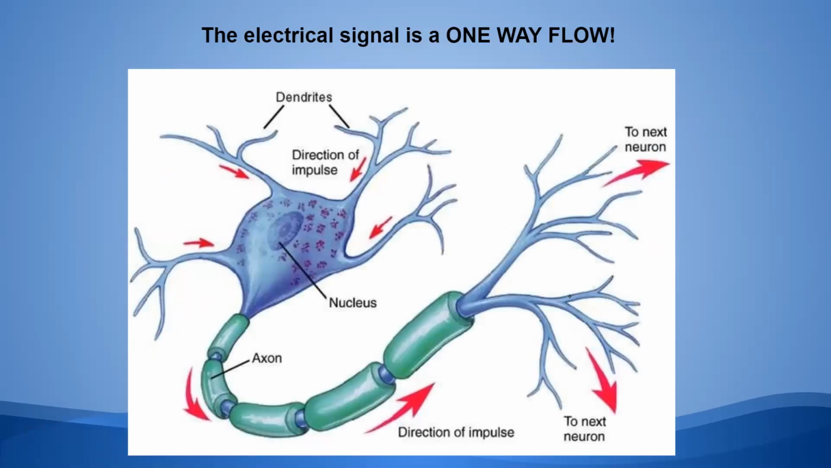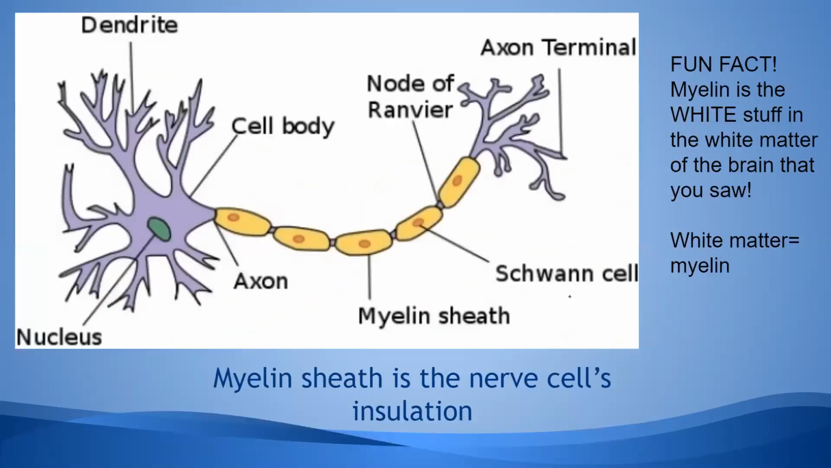We said this before, but just remember that the directional signal of a neuron is always going to go from the cell body, from the dendrites really, through the cell body, down the axon, and out the synaptic terminals. Okay? So let's dive into what those myelin sheaths are actually made out of.